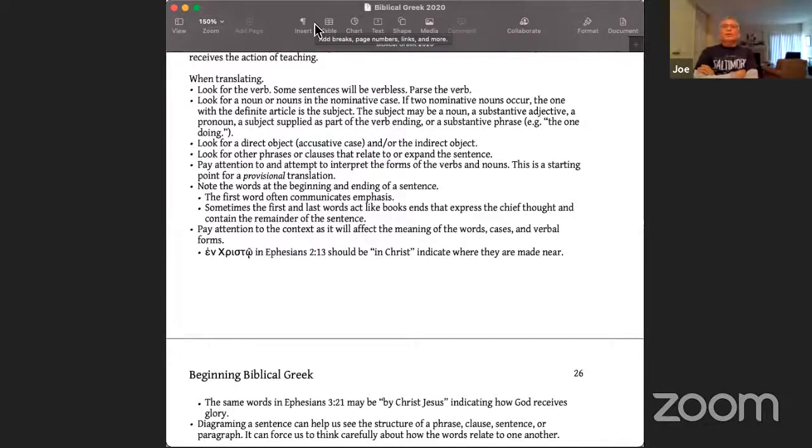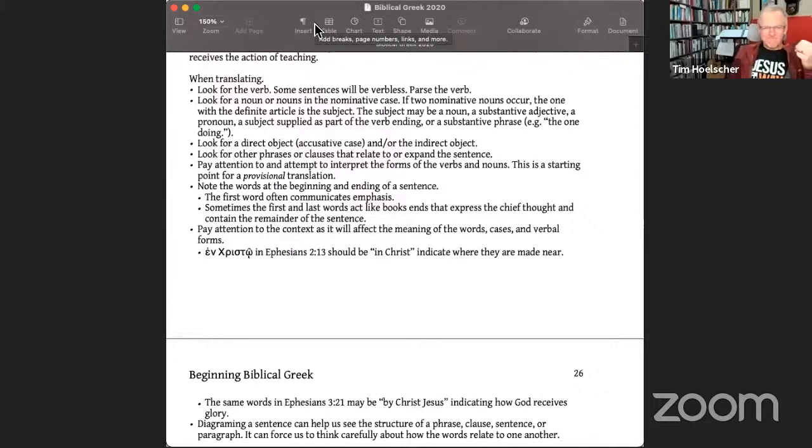You want to look for an accusative object, an accusative case, the direct object. And then also you want to look and see if there are any indirect objects, typically in the dative case. Yes. Very good.